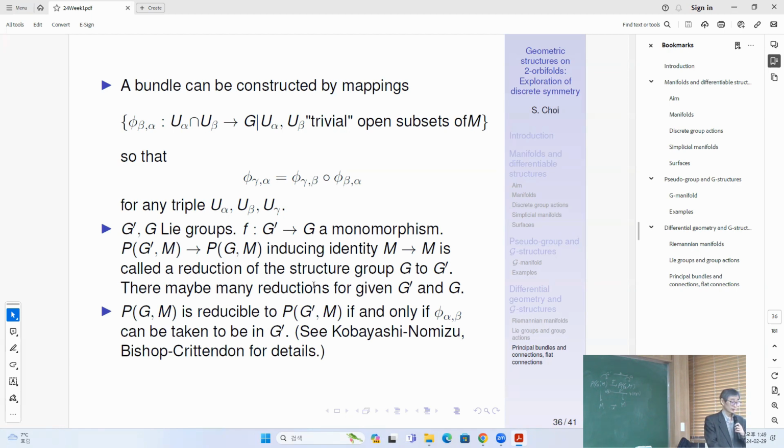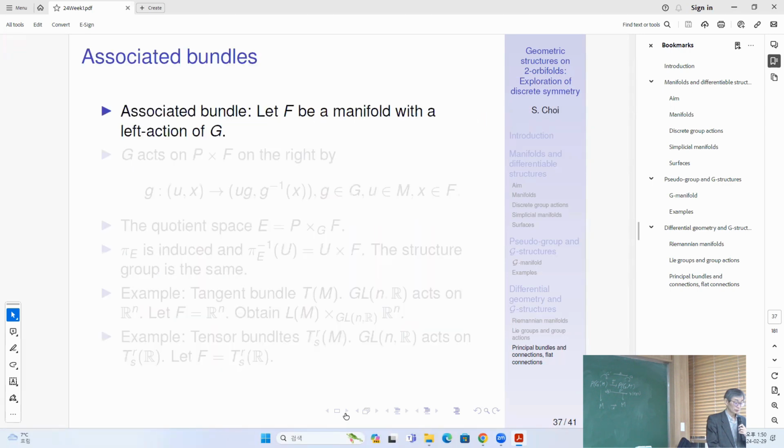So this is a reduction, and when this can be done is when these gluing maps or transition maps can always be chosen to be in G prime, then you say it's a reduction. So you don't really need to look at the whole group, you just need to look at some part. These are really elaborated in Kobayashi and Nomizu. I am not really saying too much on this.